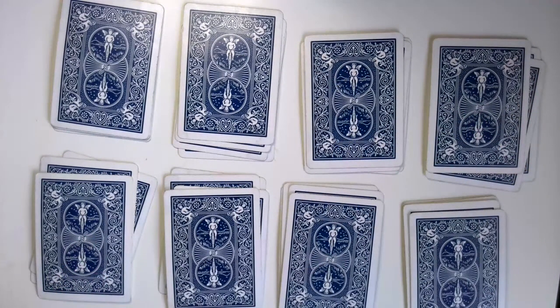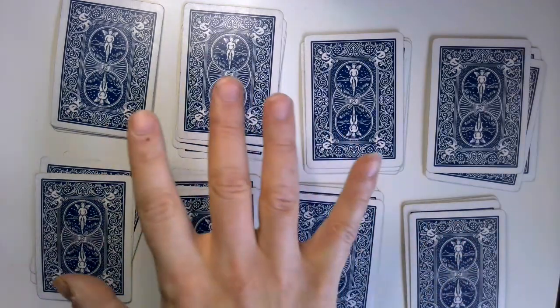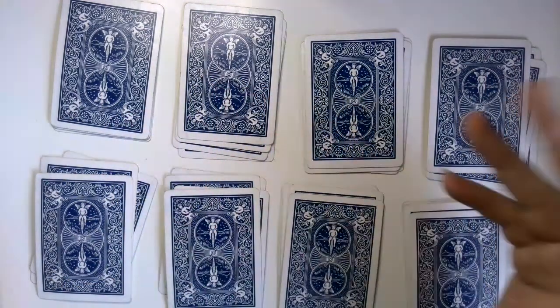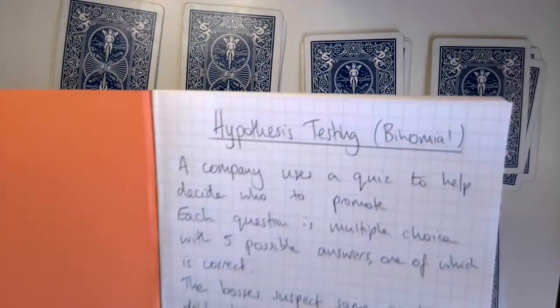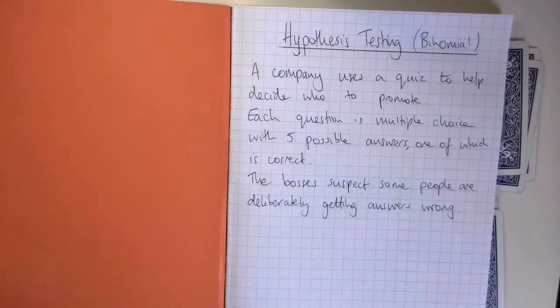I want to give you another, different sort of example. You'll notice that in this one it's how many do I need to get? Do I need to get 6 or 7 or 8? And we're looking at the top end of the numbers. Here is an admittedly slightly bizarre example, but imagine that a company is using a quiz and they're going to try and help to decide who to promote to a higher ranking job.